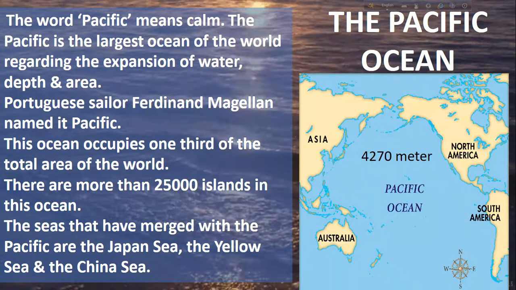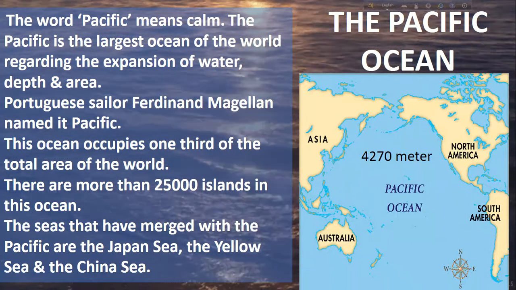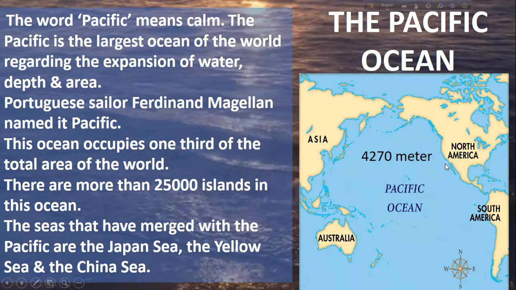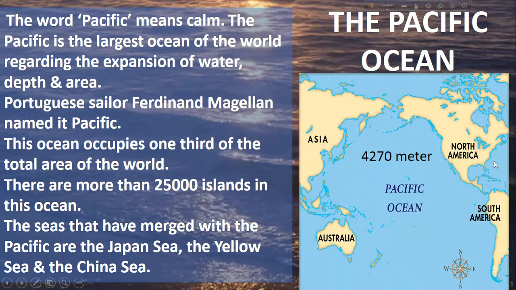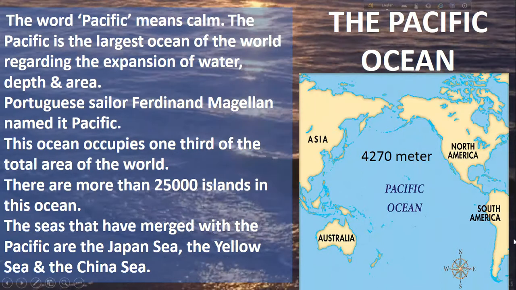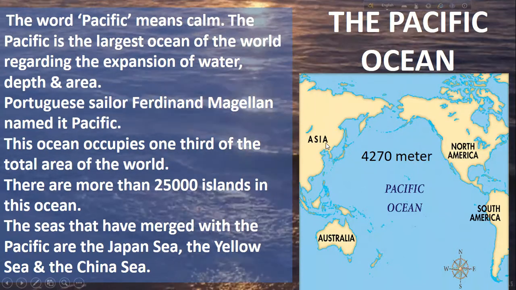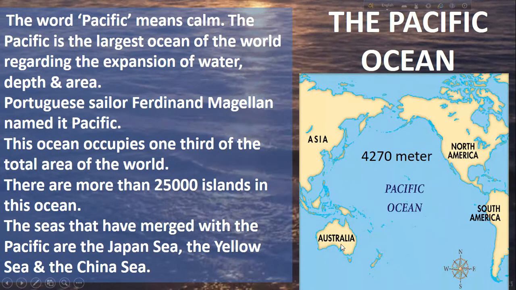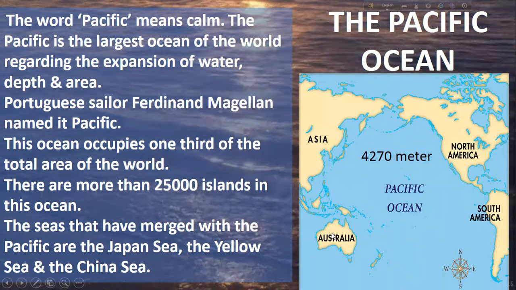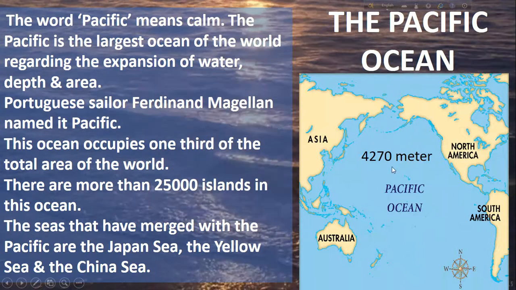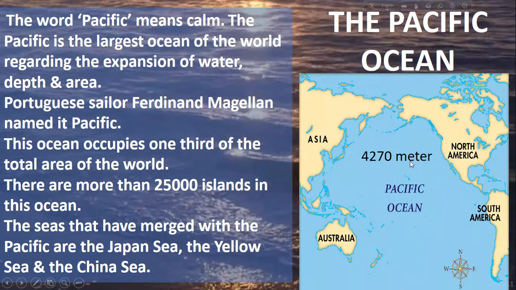And this ocean is bounded on the east, follow the map, by North and South America, and on the west by Asia, and in the southwest corner here Australia. Its average depth is 4270 meters.